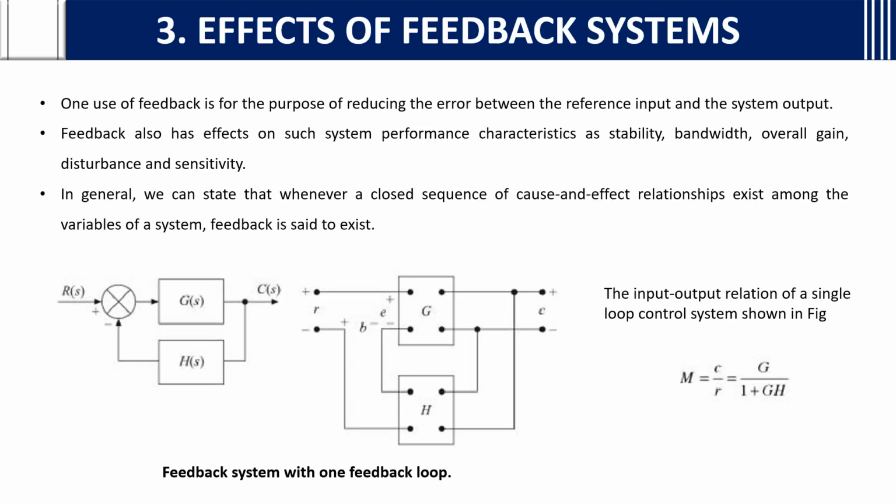Effects of feedback system. One use of feedback is for the purpose of reducing the error between the reference input and the system output. As we discussed in the last video, feedback is used in reducing the error, as the output is given to the input as a feedback, and there is a correction, the error is found, and again fed into the control system so that the error can be reduced.